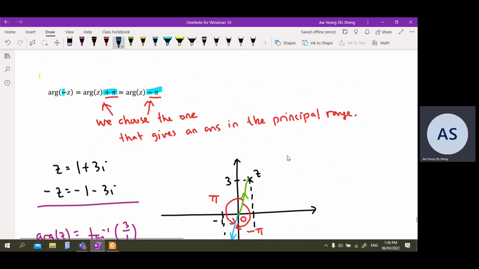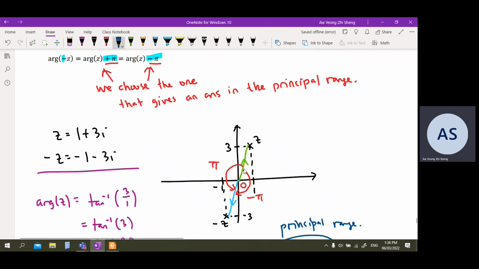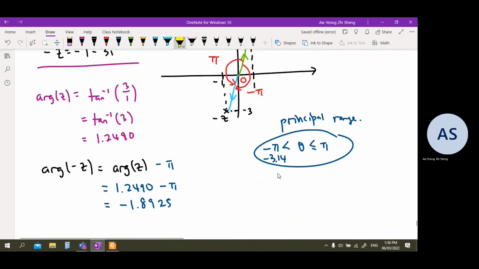Okay, this property here will be easy to remember if you know that taking the negative of a complex number, the graphical effect is actually to rotate the vector about the origin by 180 degrees. Therefore, when you talk about the argument, you either plus pi or you minus pi. Whether you choose plus pi or minus pi depends on which one gives you an answer in the principal range. Right, now let's do example 2 at the bottom of the page.